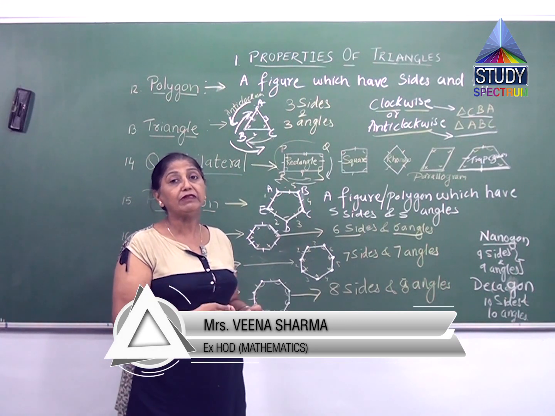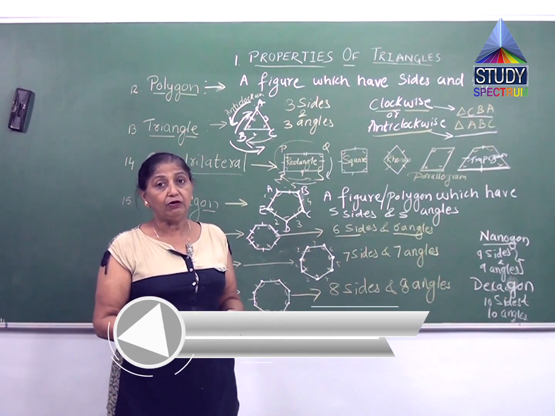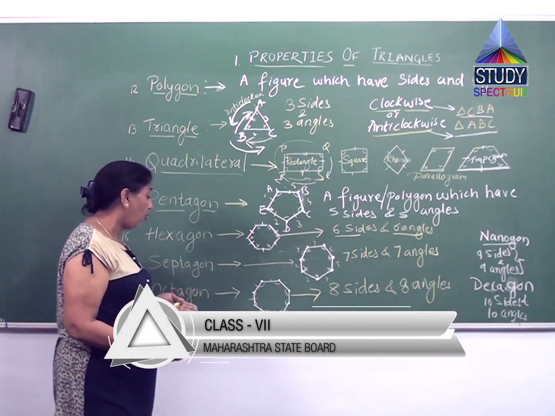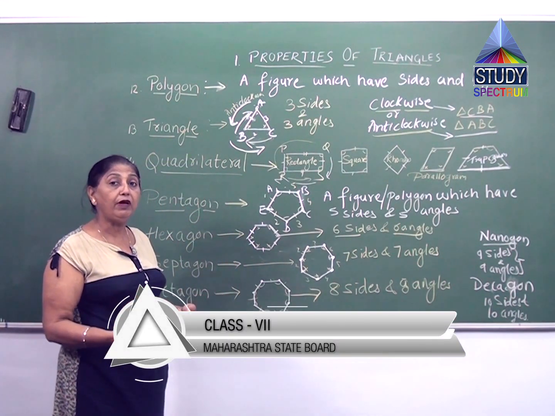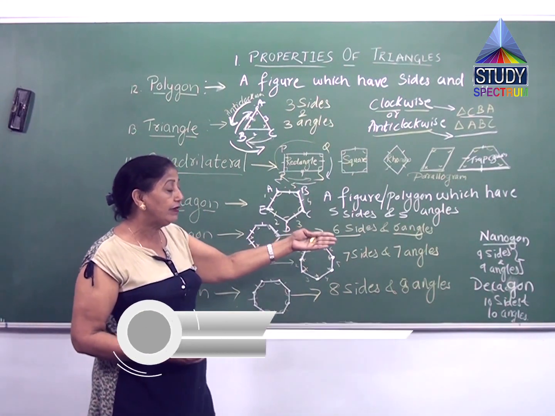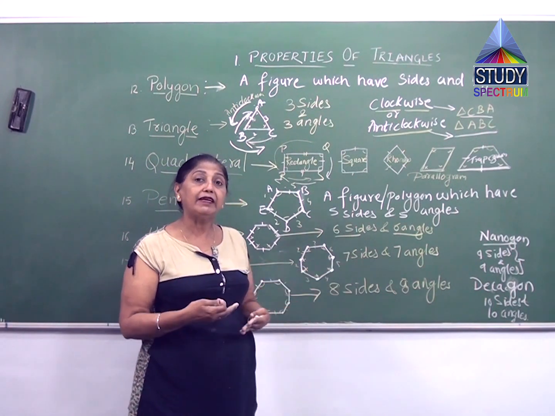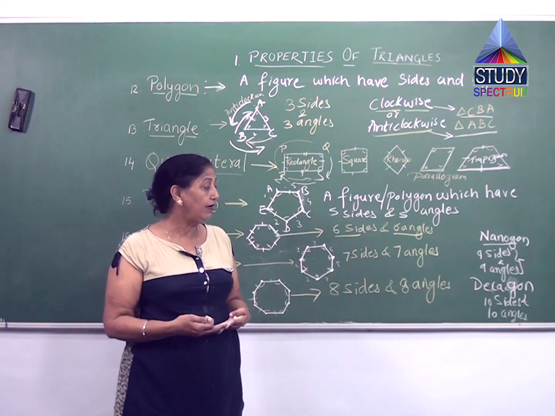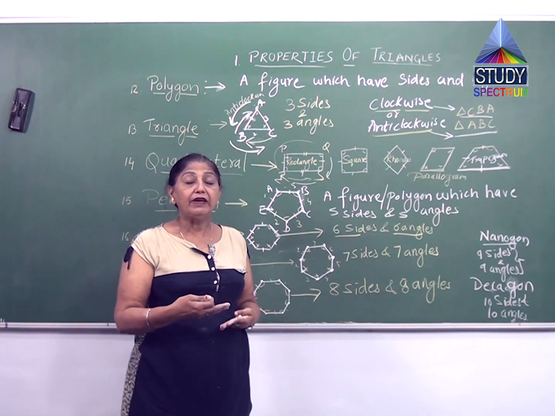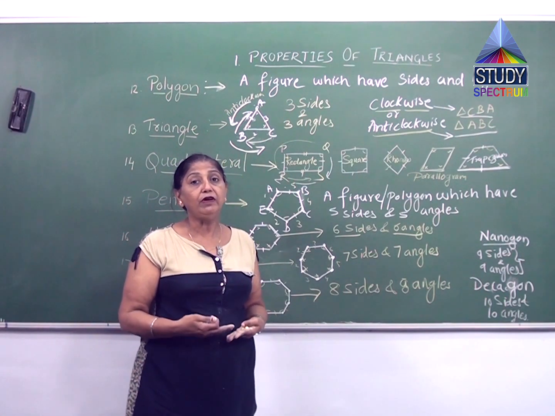Same way, septagon is with 7 sides, so 7 sides and 7 angles. And then there is an octagon, which is a polygon with 8 sides and 8 angles, and nonagon with 9 sides and 9 angles, and decagon with 10 sides and 10 angles. Now let's move to your chapter, and we learn now the properties of triangles.